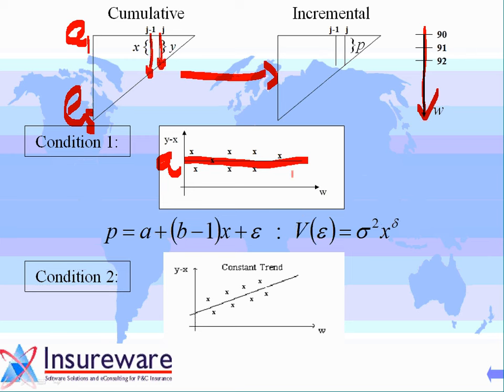Alright, in that case, you would find that your b minus 1 in this equation, because you're using alpha, is equal to 0. So under condition 1, you would abandon your link ratios and projection and simply use the average incremental as your best estimate for the remaining portion of the triangle.